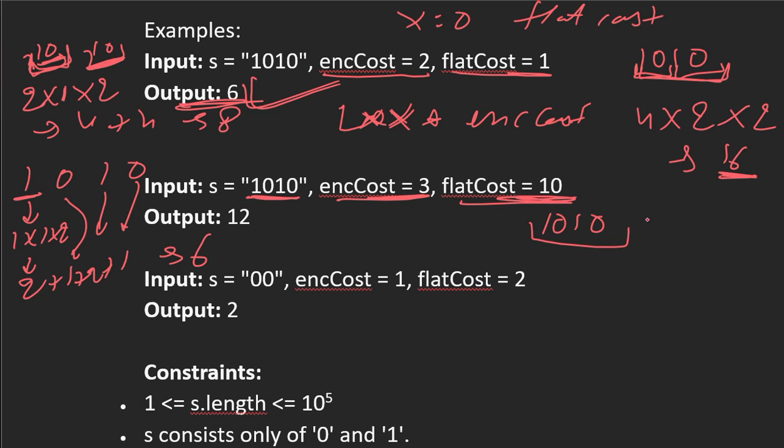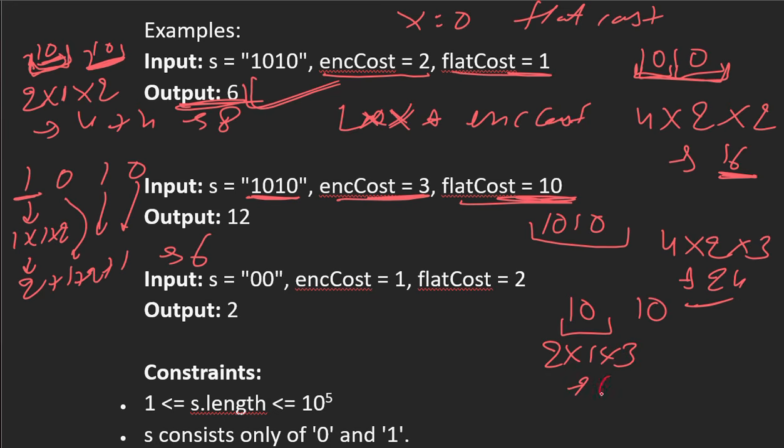So let's see the total cost. Total cost is length 4 times 2 and ENC cost is 3. 4 times 2 is 8, 8 times 3 is 24, right? What if we break it into two halves, 1 0 and 1 0? So what is the cost? So 2 into 1 into 3, that is 6. For this also it is 6, so 12.